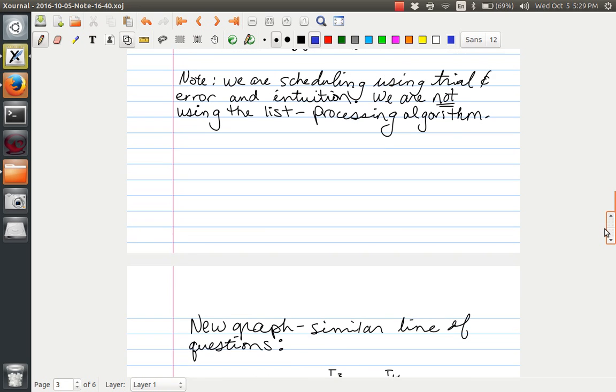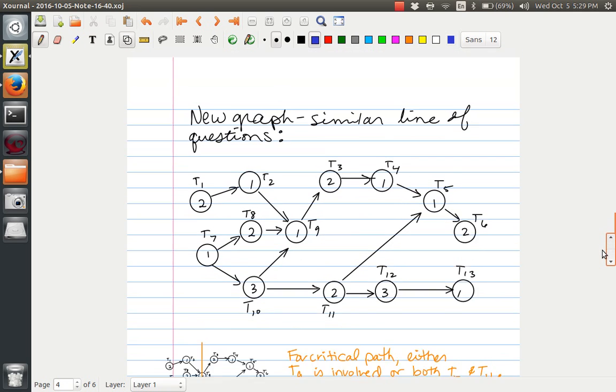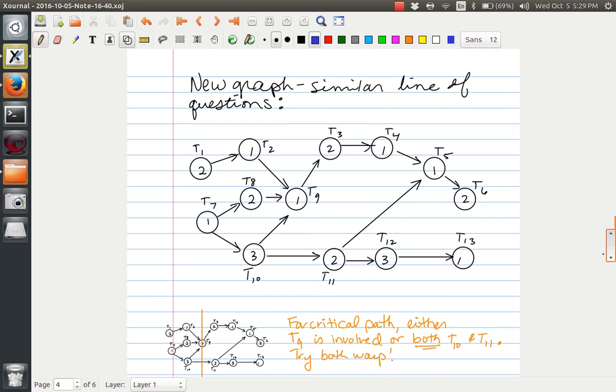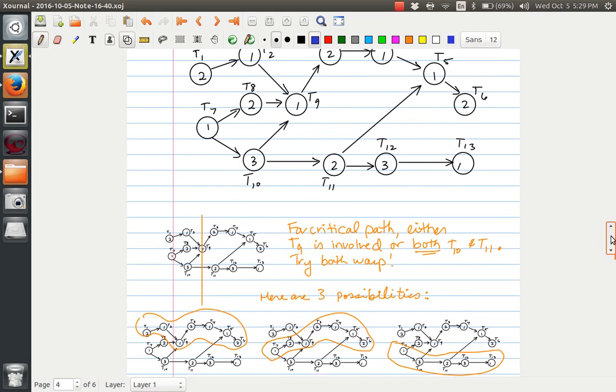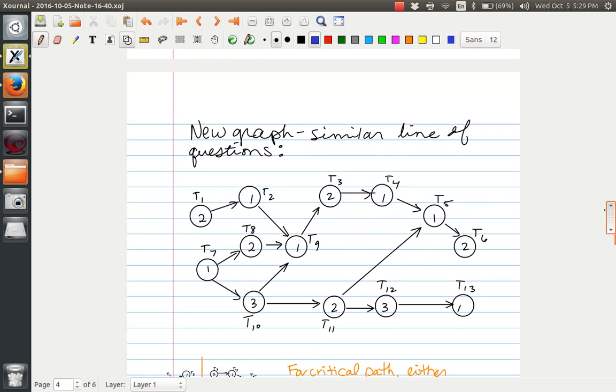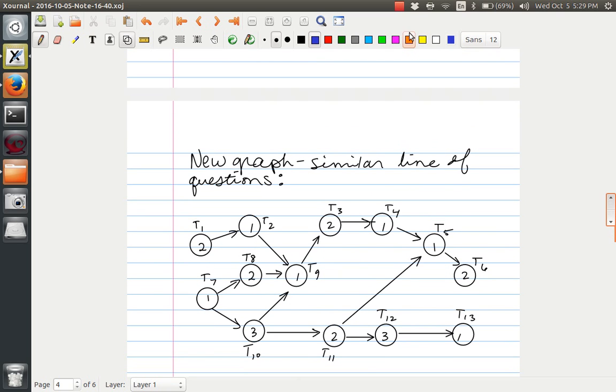Notice we are not using the list processing algorithm at this point. We will, but we aren't right now. Next graph, we have a similar line of questioning, and for the critical path, notice, for example, I just made this miniature copy of this.